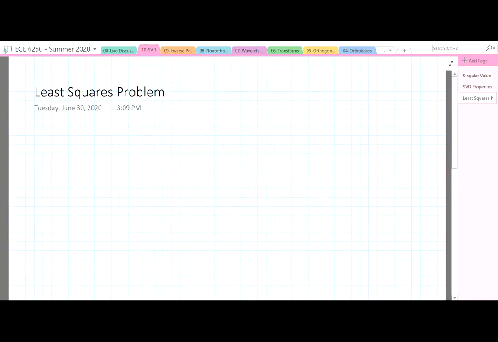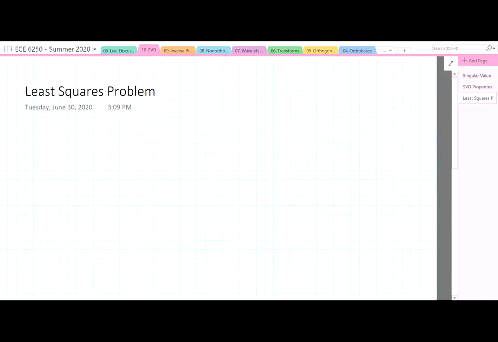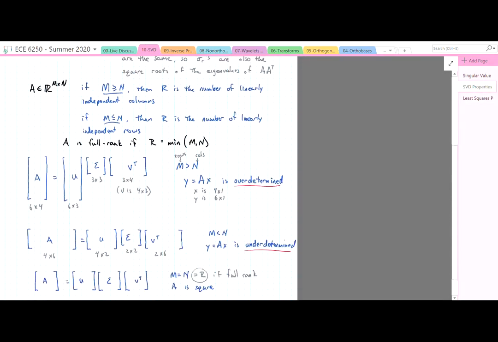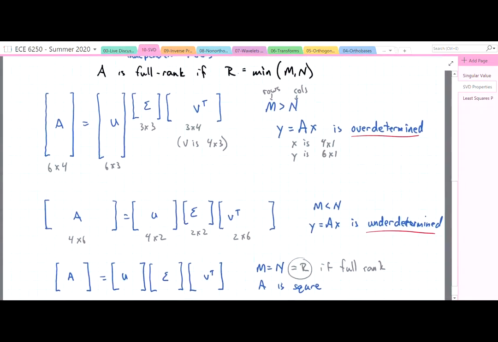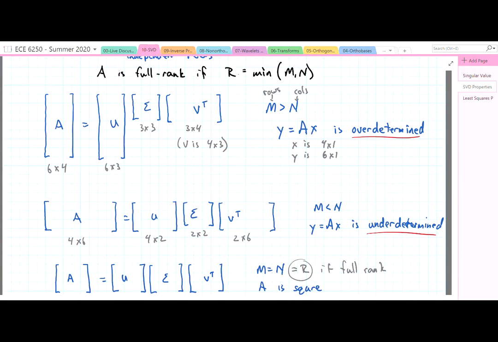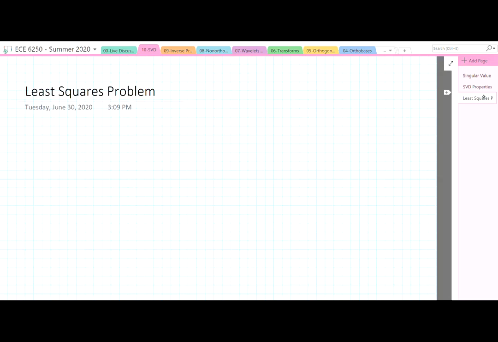Welcome back. So we're continuing our discussion of SVD, and SVD, as we saw last time, can apply to matrices which are not square. And in the context of our y equals Ax problem, if we have a non-square matrix, we may have a system that's overdetermined or underdetermined. And this is especially meaningful if we have noise in our observation, because that system may not be solvable. We may not be able to find x.